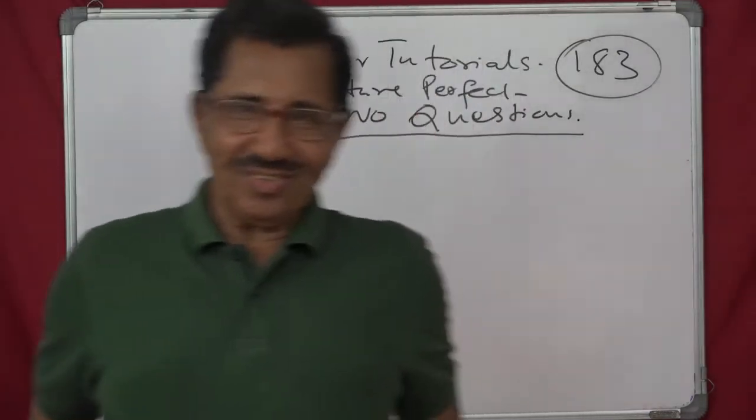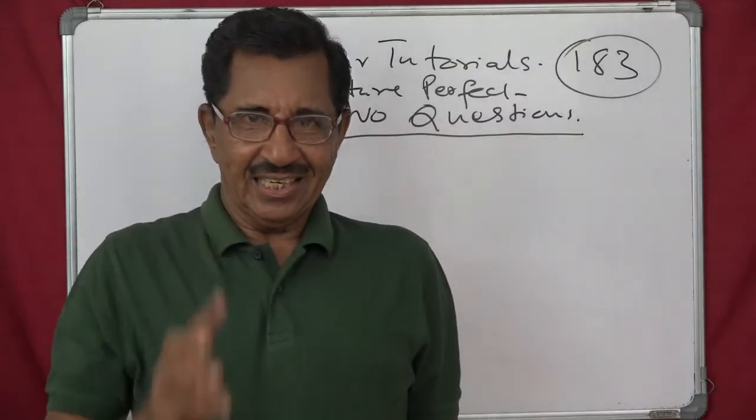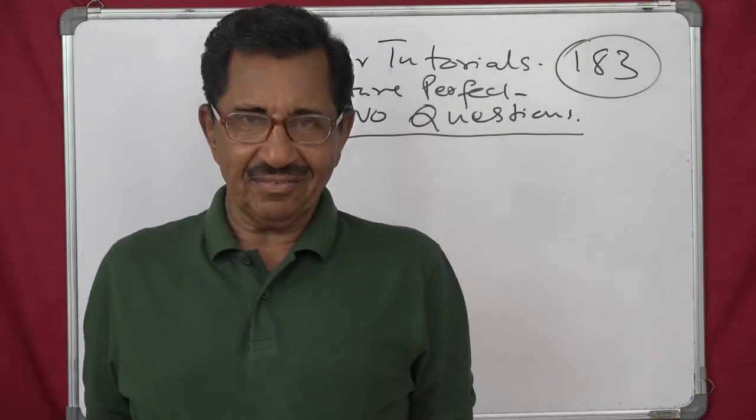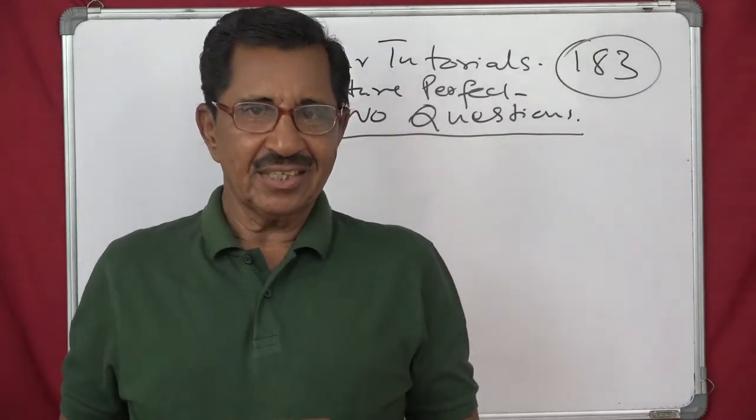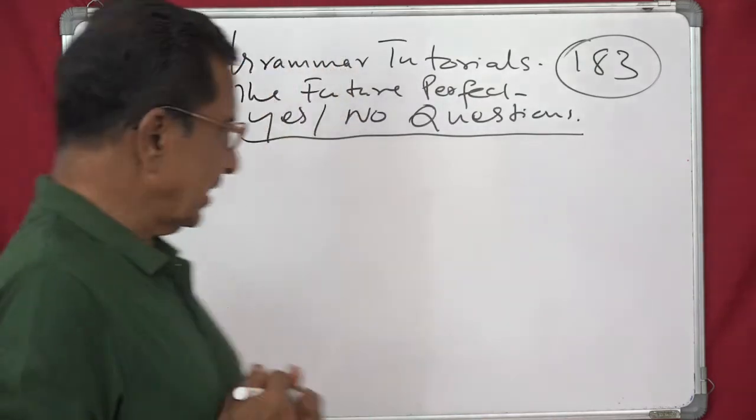Hello friends, so today we have seen the future perfect form, then affirmative and negative. Now today we have got yes or no questions. And now we can see a sentence.